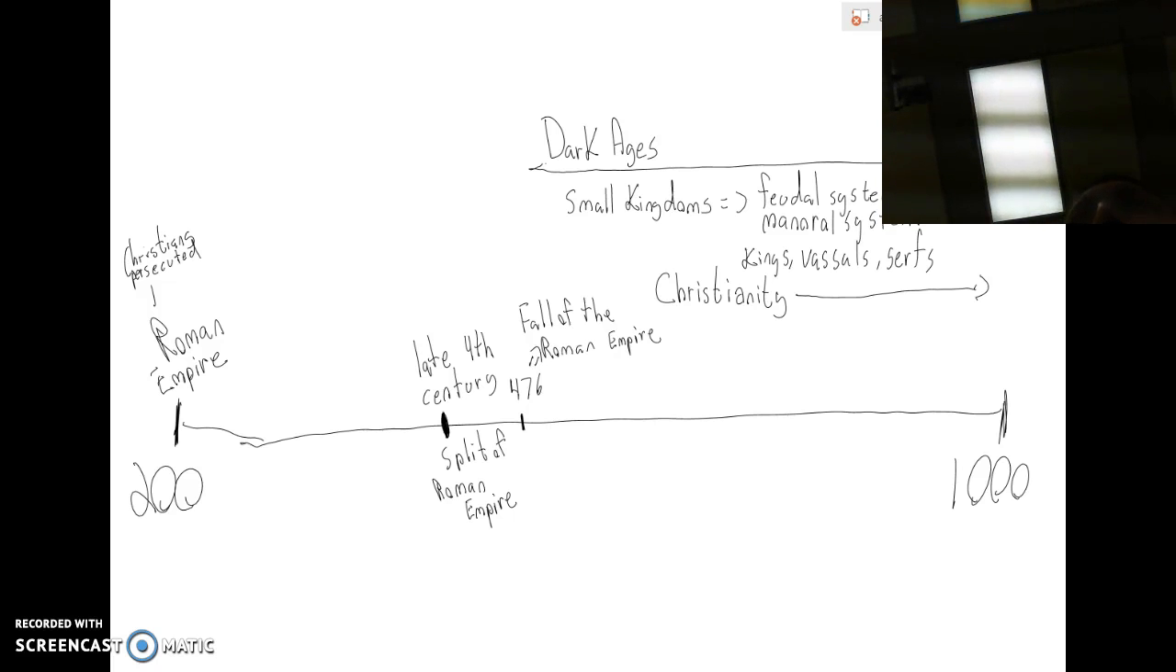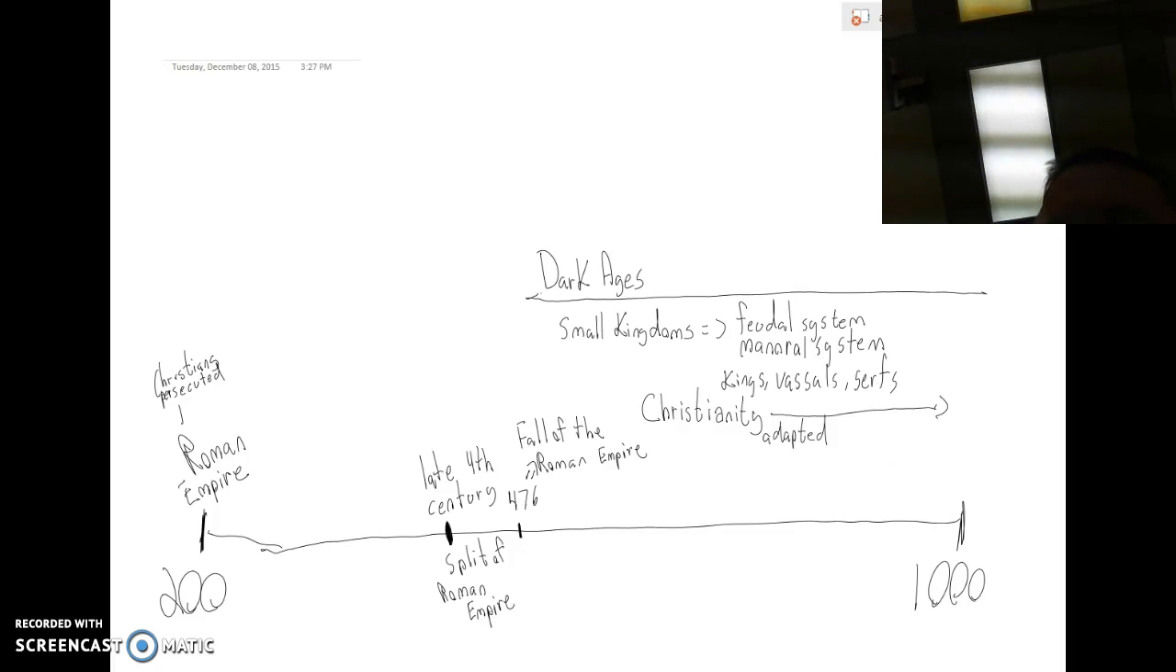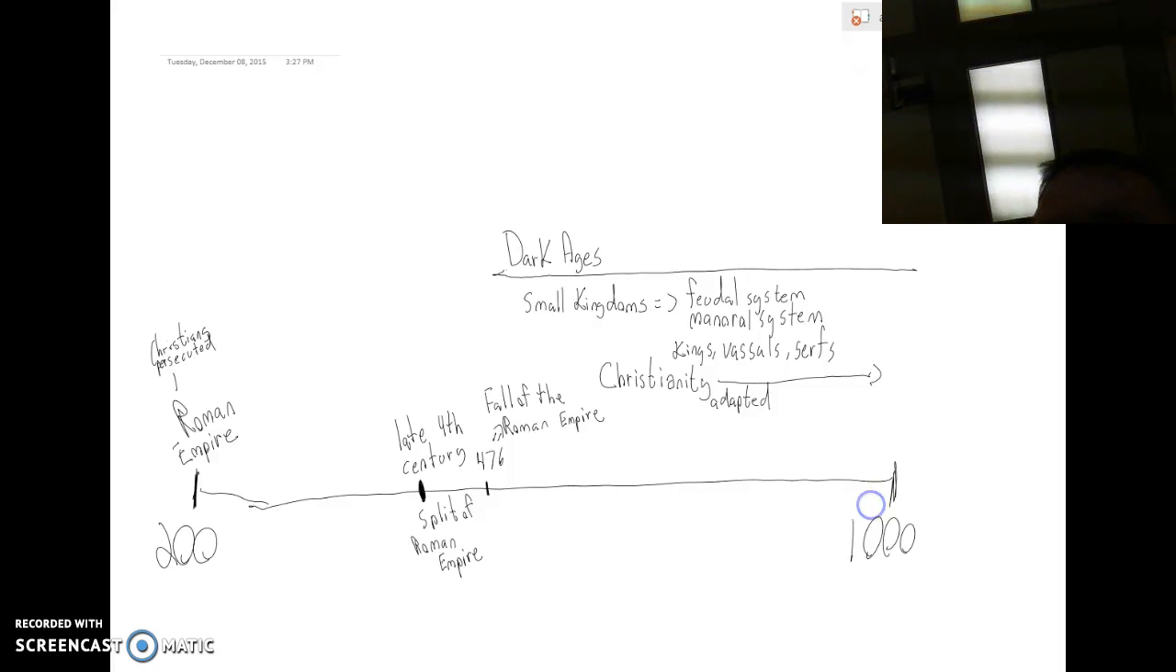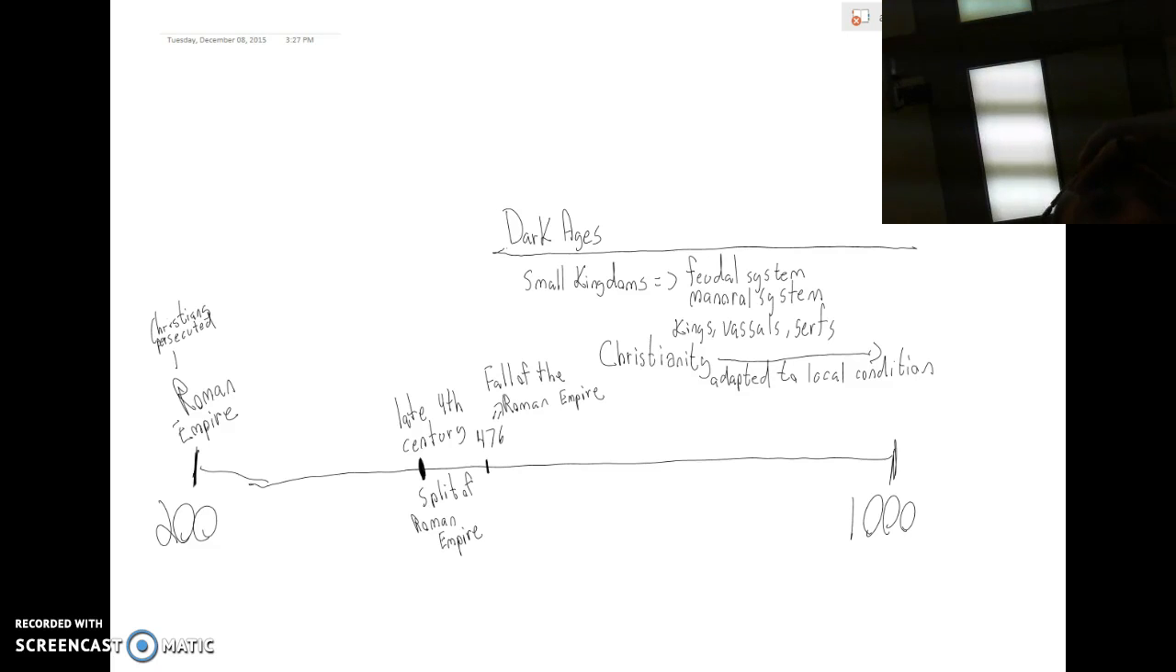So we looked at this to some extent in the podcast. We looked at the holiday of Christmas, for example, and some of the traditions of Christmas, how they were adapted to fit local conditions. So that's what's happening in Western Europe in a nutshell.